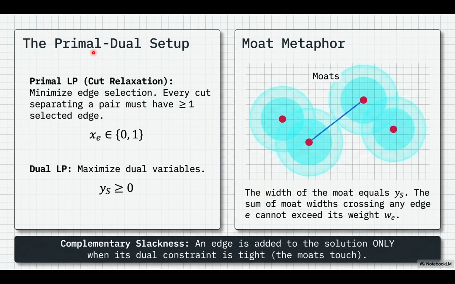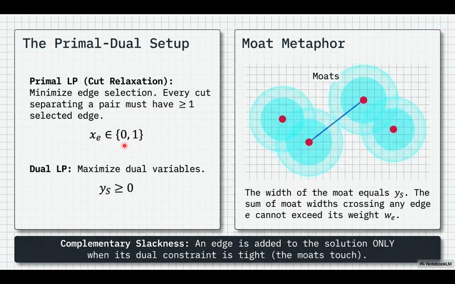And this is where the sources introduce the most fascinating visual concept in the entire stack of documents, the moat metaphor. Yes, the moats. To get this incredibly fast, highly accurate approximation, the algorithm sets up two competing but linked mathematical realities. Think of a linear program as a set of mathematical rules trying to find a maximum or a minimum given certain constraints. First, you have the primal linear program.